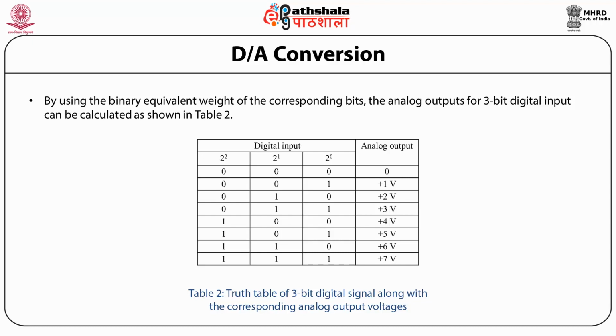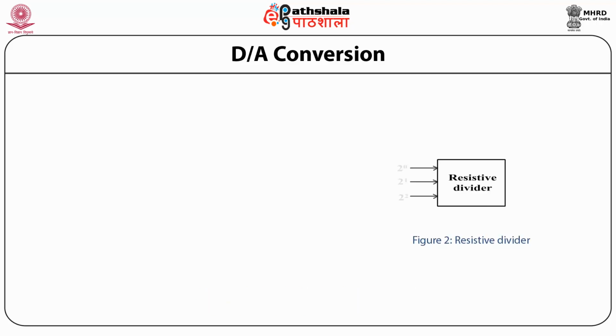So 1 by 7 into the digital input voltage level, which is 7, resulting in an analog output of plus 1 volt. Similarly, the digital input of 111 will give an analog output of plus 7 volt. Let us now see how to draw a resistive divider corresponding to the analog outputs obtained from digital inputs.